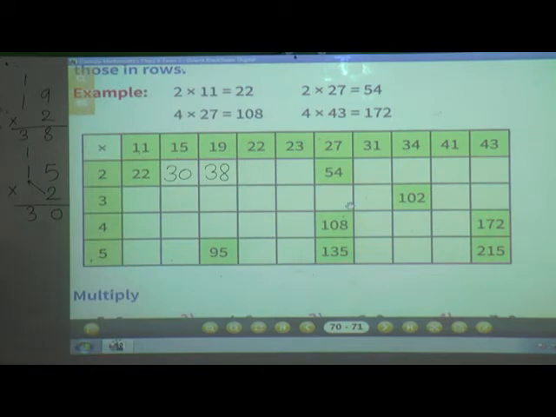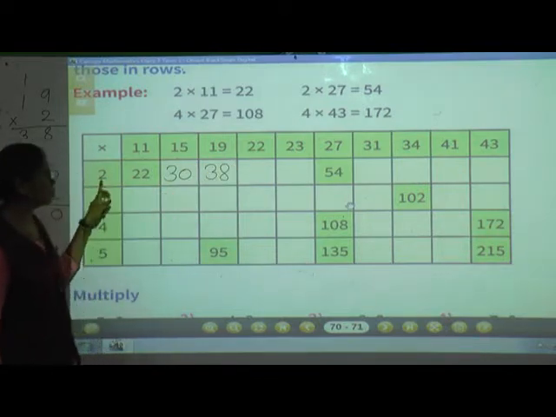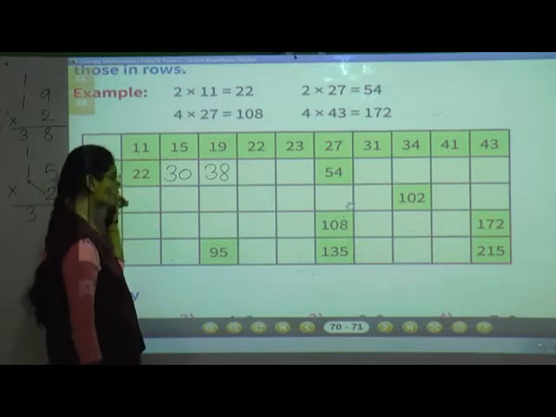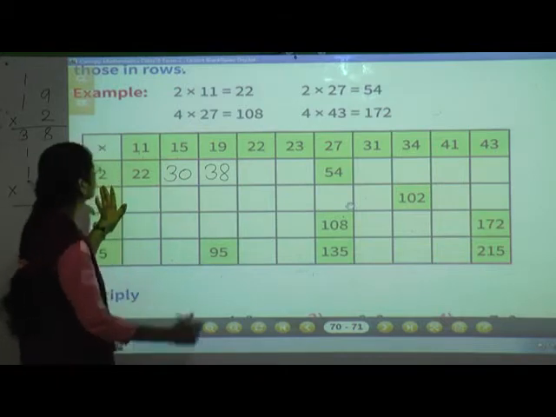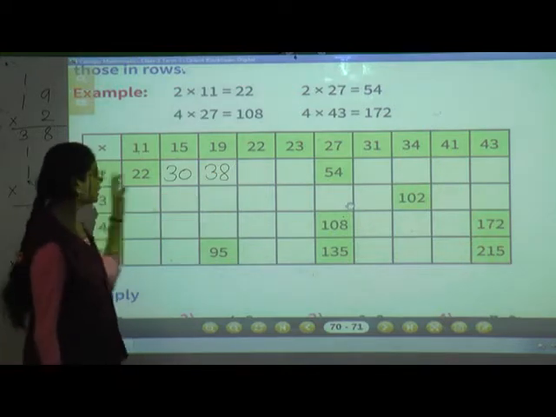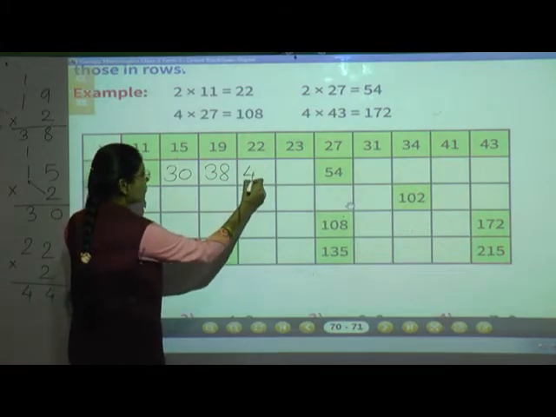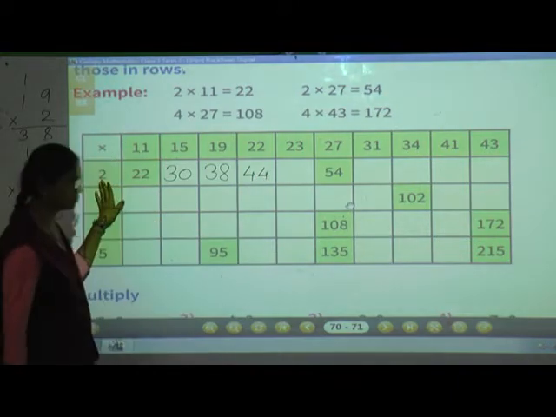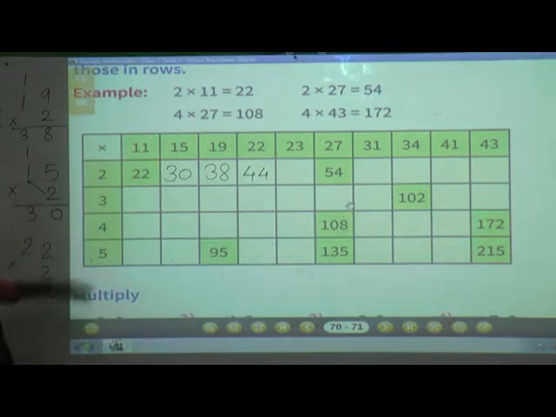Understood? Now see the next number in the row, 22. So 22 into 2. This is very easy. Orally also you can do 22 into 2. Do the multiplication. 2 2s are 4 and here also 2 2s are 4. Means 22 into 2 is equal to 44. So write here 44. Then we will move to the next number.